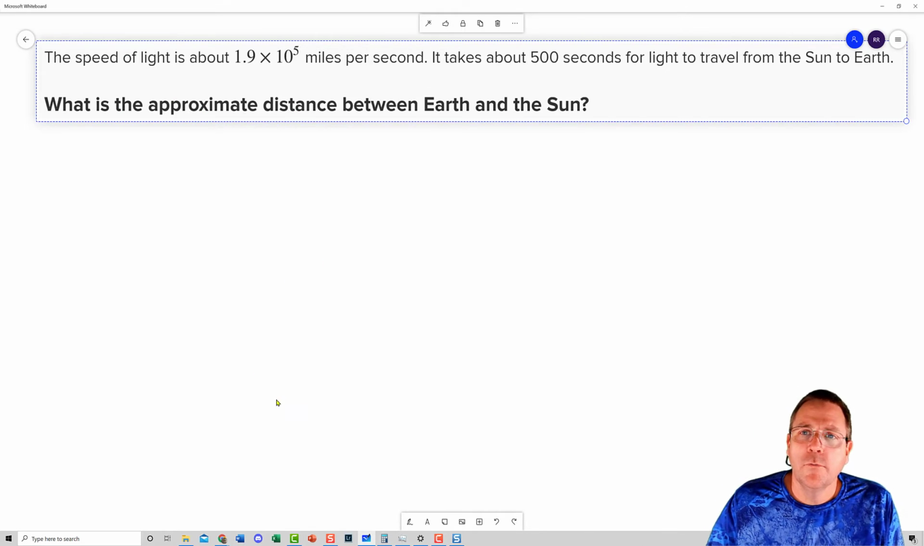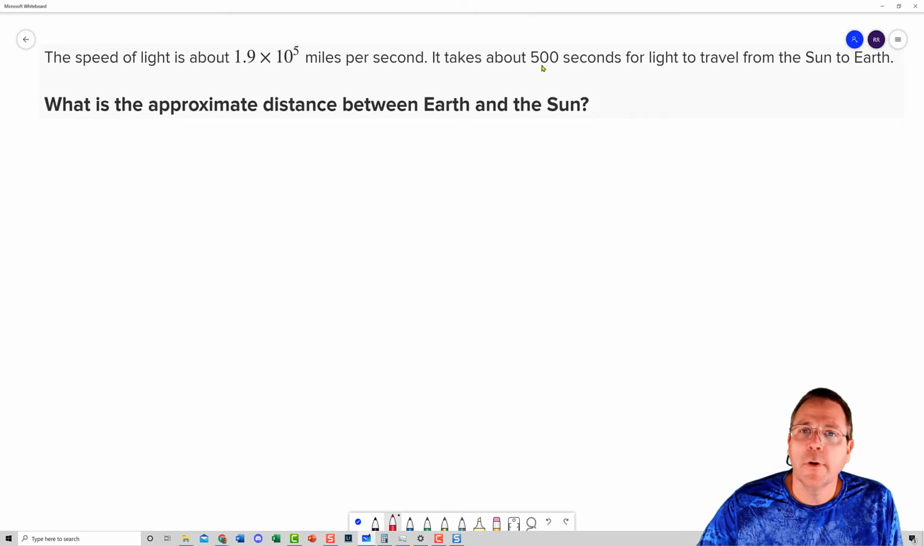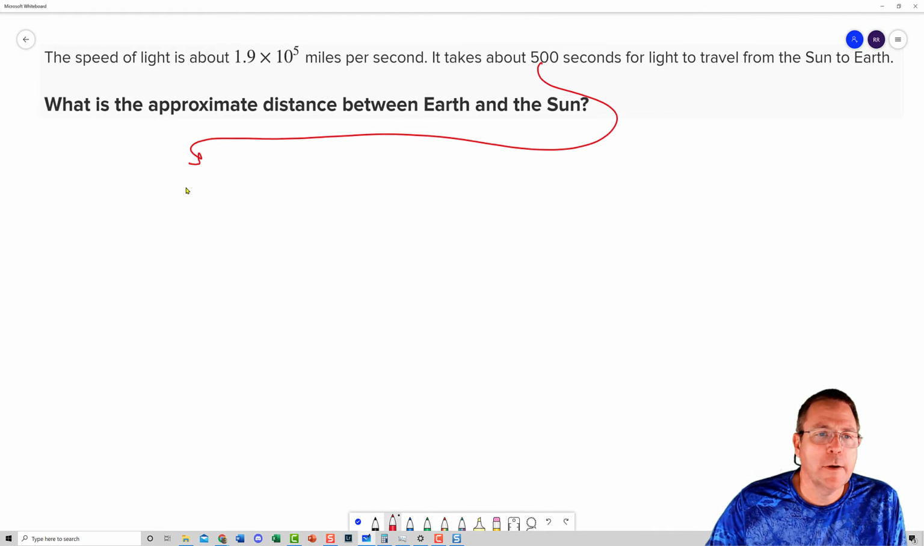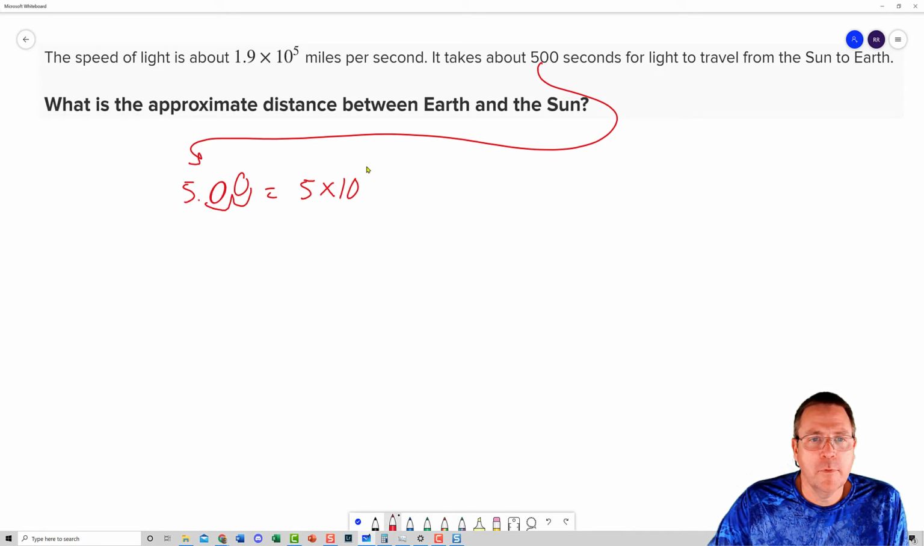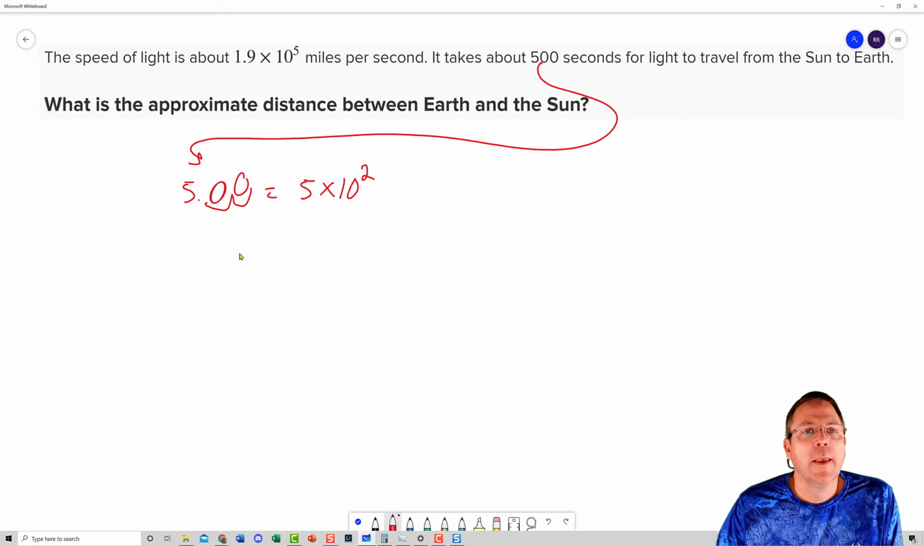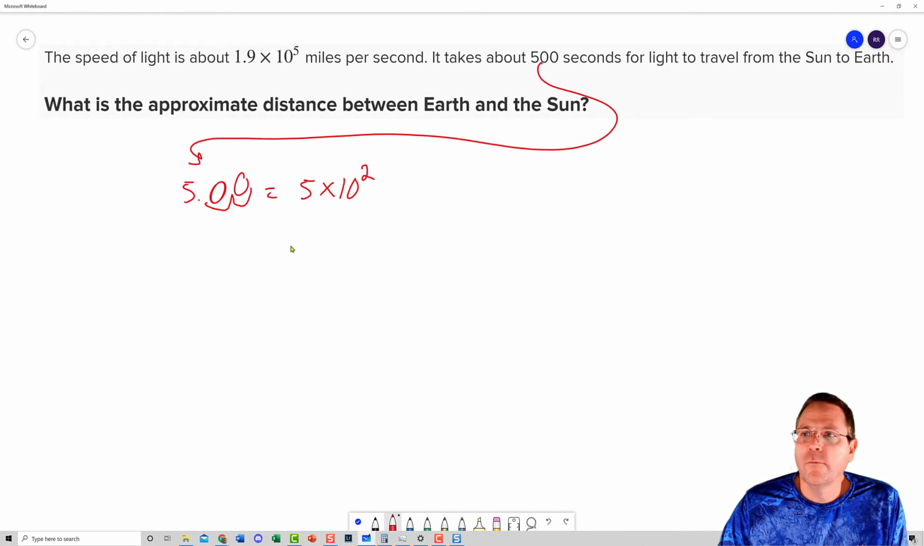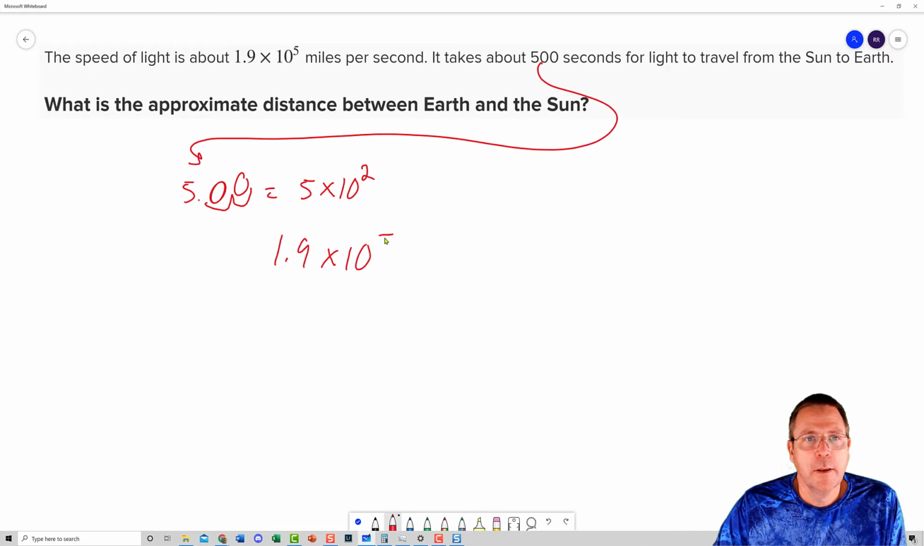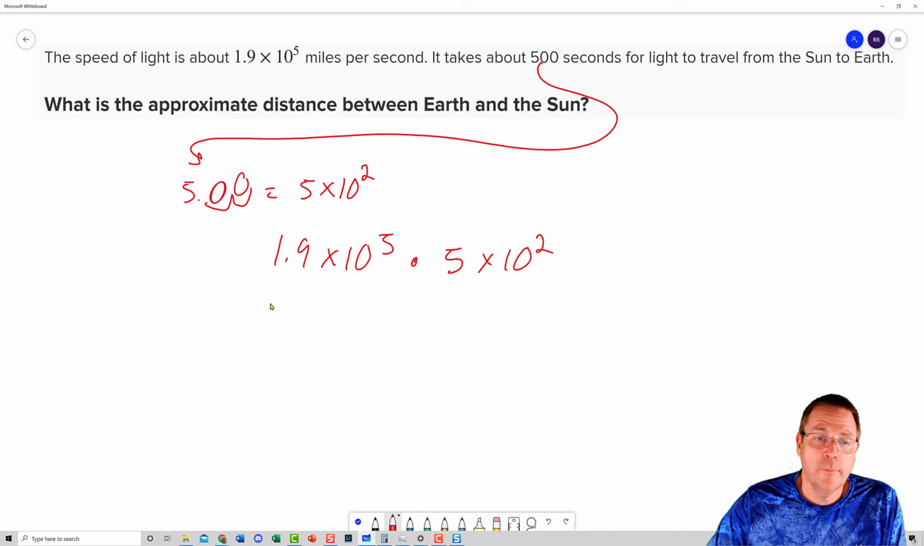First thing we need to do, of course, is take that 500 right here and convert that to scientific notation, and that's going to be super easy. That equals 5 times 10 squared. And then we can say from there to find out what the distance is going to be, we're going to take the 1.9 times 10 to the 5th, multiply it times 5 times 10 squared.